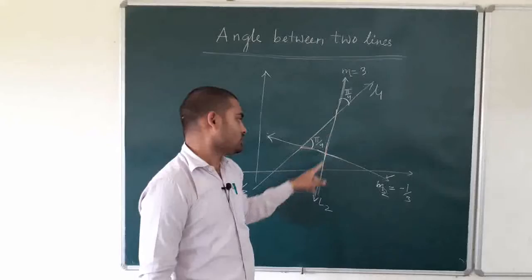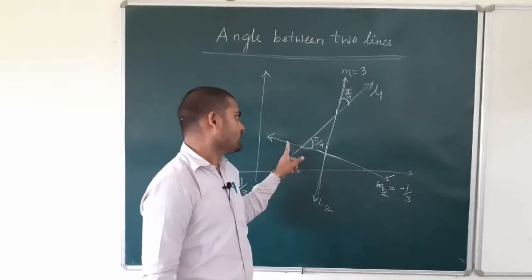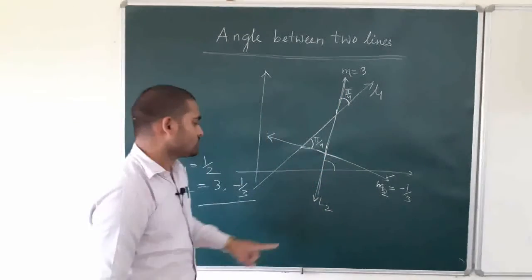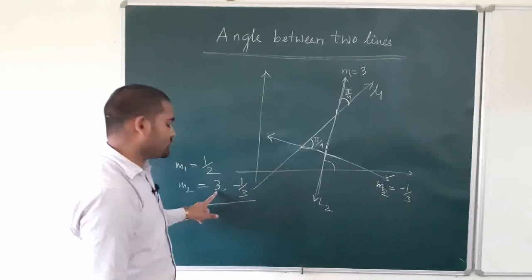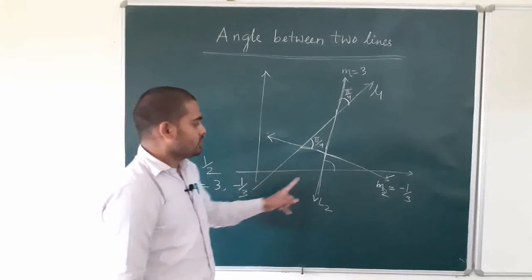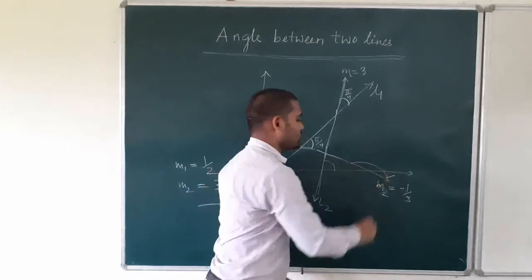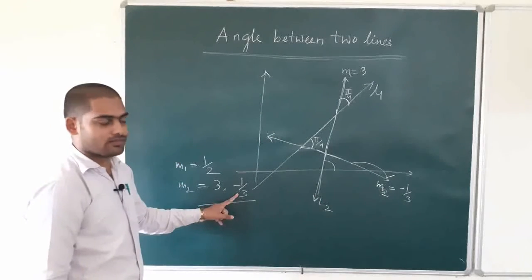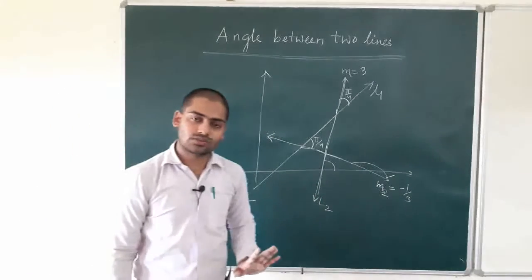Here you see this line and this line. Here you see this is an acute angle, so the slope is positive, that is 3. Here you see this angle is an obtuse angle, so the slope is negative. Understood, student?